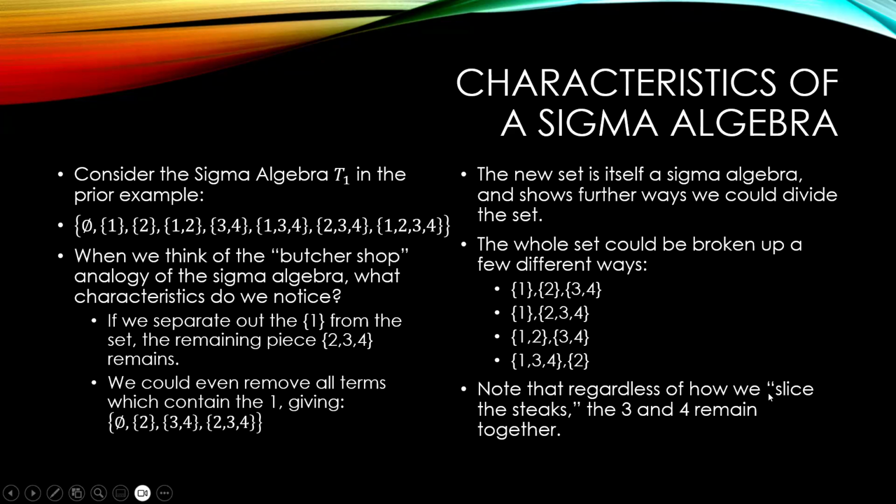Note that regardless of how we slice the steaks, the 3 and 4 are always going to remain together. We're never going to be dividing this up in a way where the 3 and 4 are separated from one another. This is one of those things that happens with a sigma algebra. We've now essentially defined all of the different ways that we can break up this set.